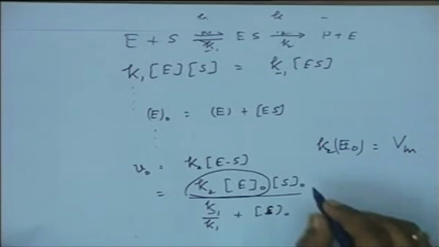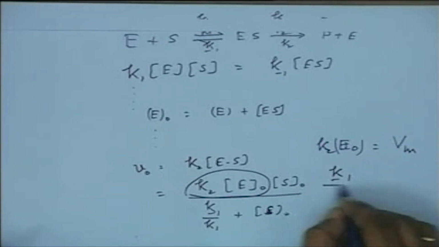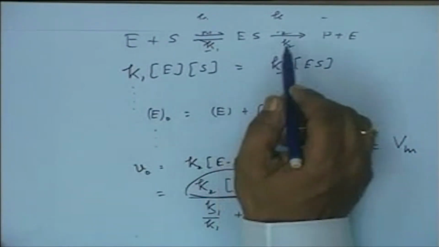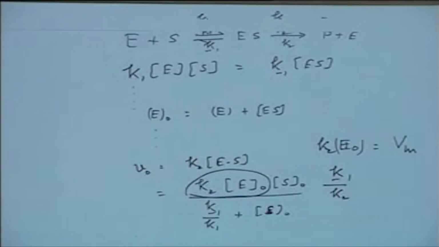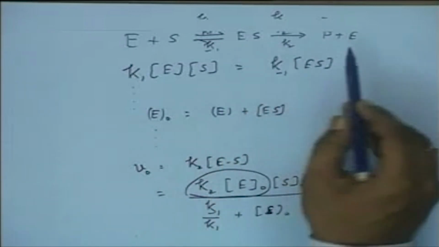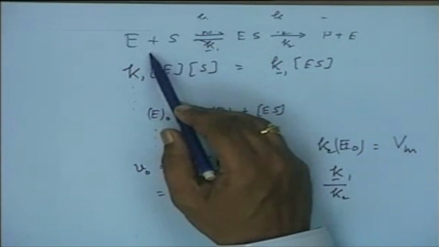But the hypothetical situation is that if all the enzyme is saturated with the substrate, then you have a maximum reaction rate which is called Vm, and also K minus 1 upon K2, the ratio of the two rate constants K2 and K minus 1. That means the ratio of two rate constants involved in the breakdown of the ES complex, which can either go to product formation or go back to the enzyme and substrate.